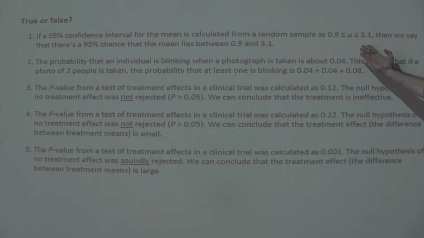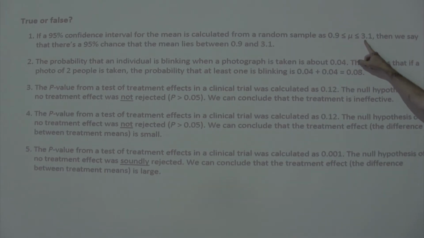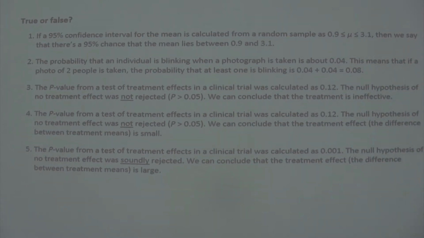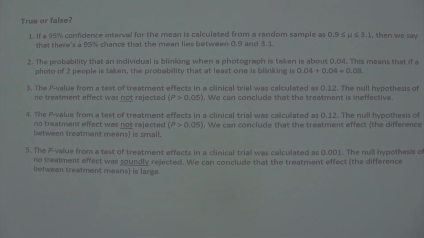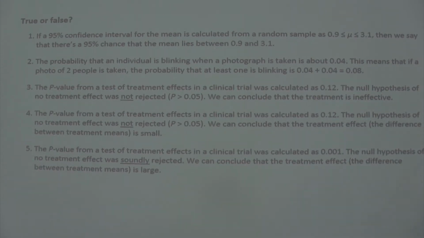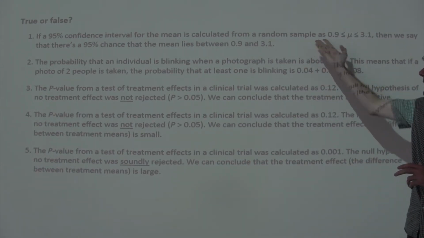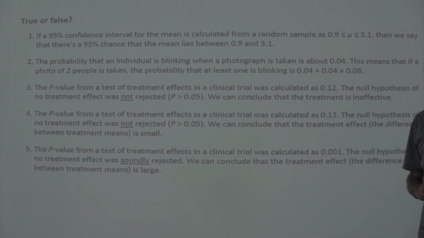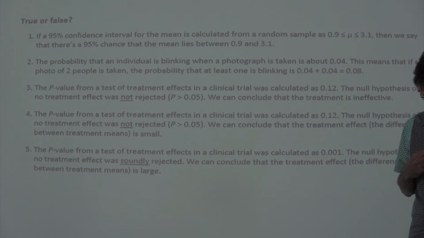The reason you can't say that there's a 95% chance that the mean lies between 0.9 and 3.1 is because probability is about something random occurring, the outcome of a random trial. But this is a constant, that's a constant, that's a constant. There's nothing random about it. Either the mean is between those two numbers or it's not. What's random when you calculate a confidence interval? The random trial part is the taking of a random sample.